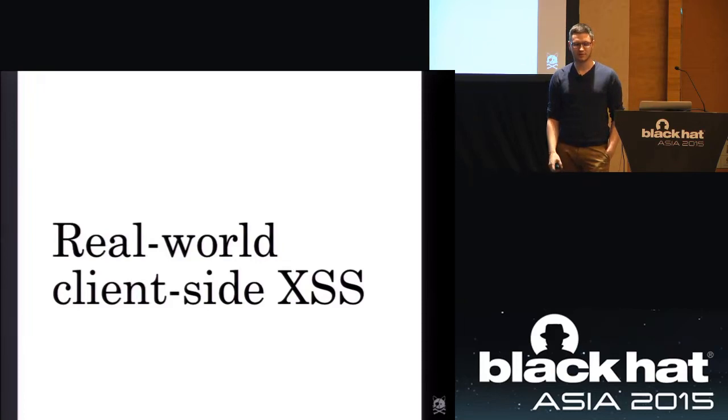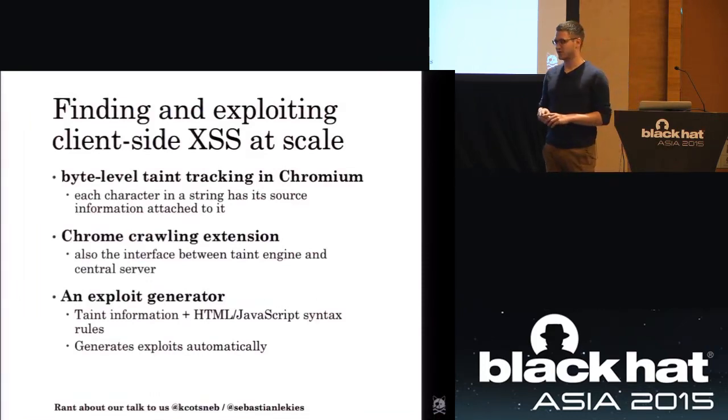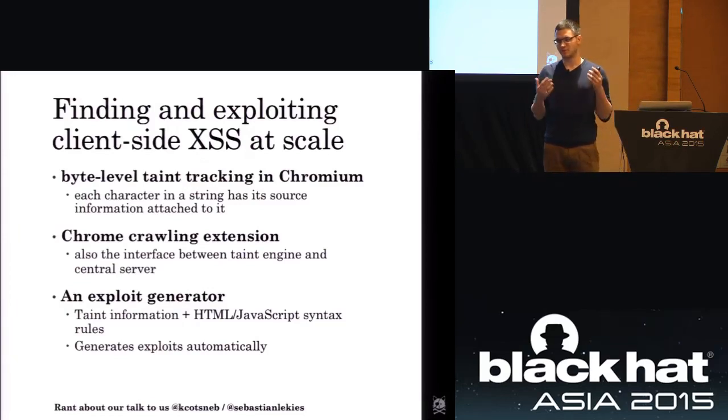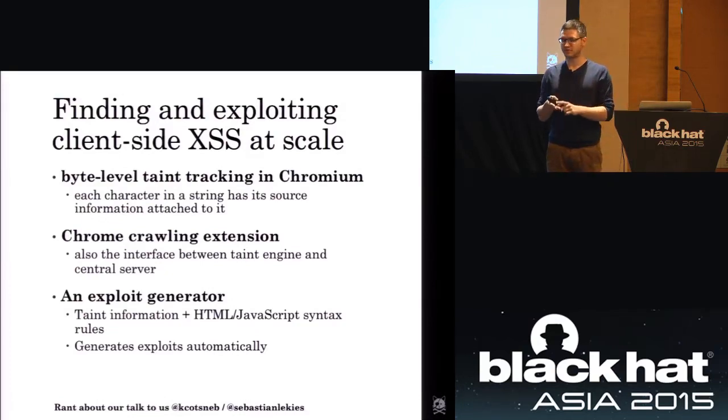Okay, before I soon turn over the mic to Sebastian, let's briefly talk about results from the study we conducted into real world vulnerabilities in terms of client-side XSS. I already spoiled that a little bit. Our approach to finding these is three-pronged. For one, we have a byte-level taint tracking engine implemented into Chromium. That means for each string that is either in the JavaScript engine or the rendering engine, we can precisely say for each character whether it was hard-coded or it was coming, for example, from the URL, from a cookie, from a post message, and so on and so forth.